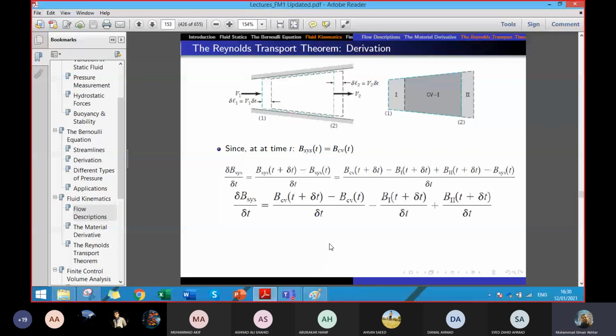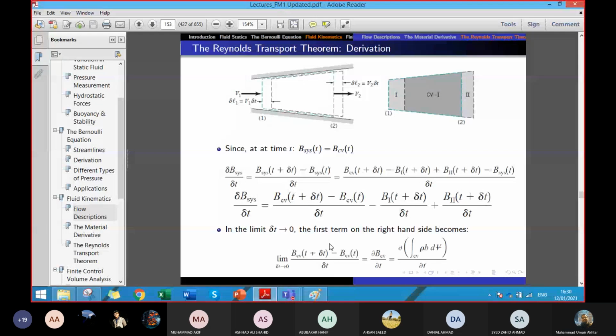This is the ab initio method. So the first term would be representing the change in control volume with respect to time, and we can write it as partial by partial t of the integral over the control volume of rho b dV. Is this term clear?